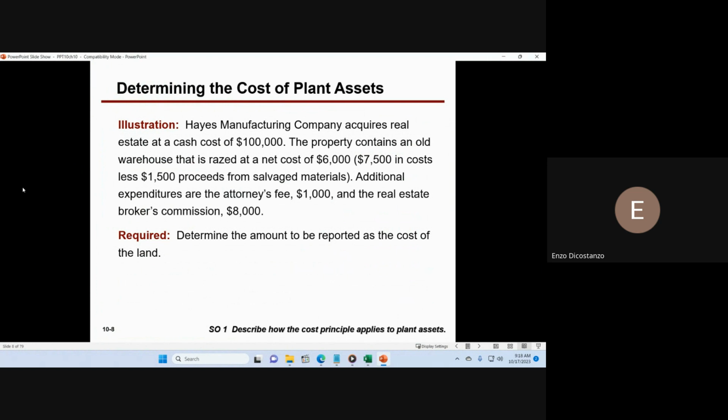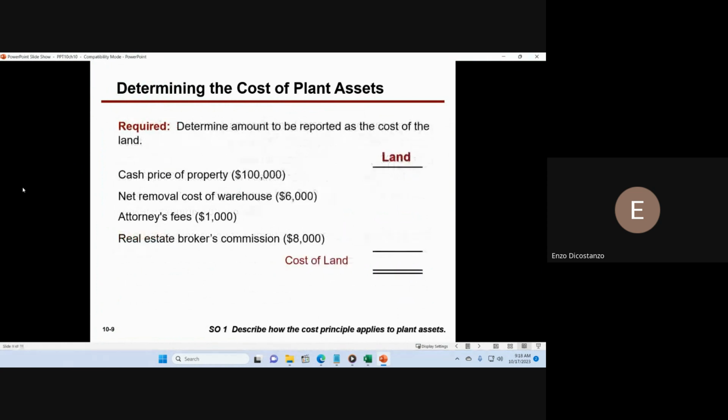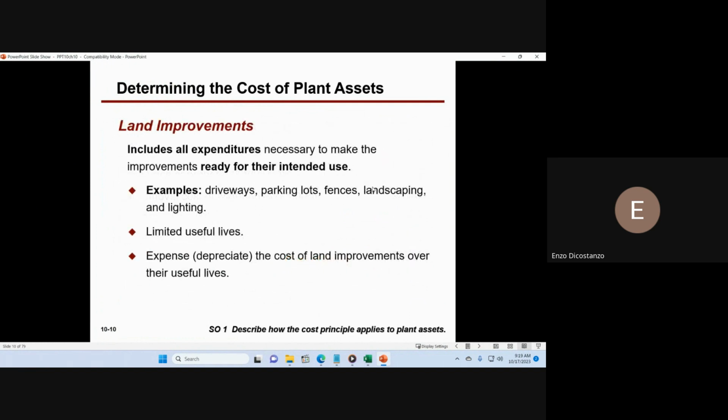Additional expenditures, attorney fees, commissions, it's a determined amount you report as the cost of the land. Obviously, all of these stack up like that, and we worked that out in class. These are just journal entries. That's simply a journal entry.